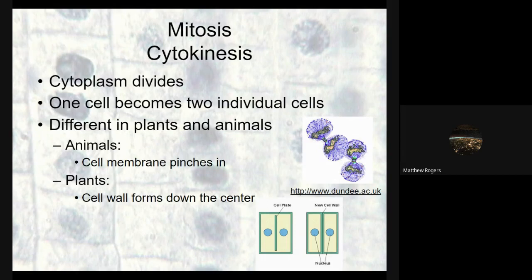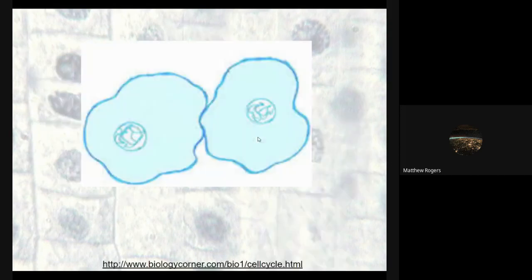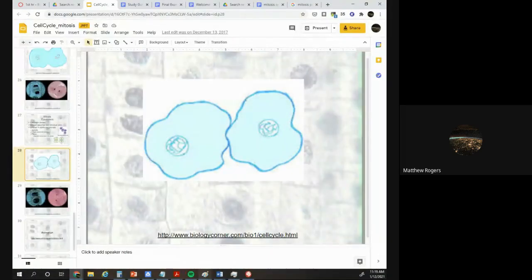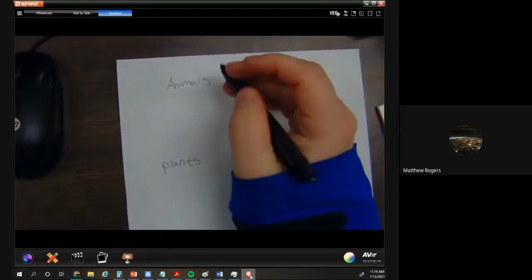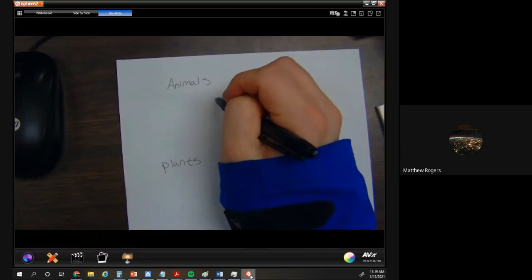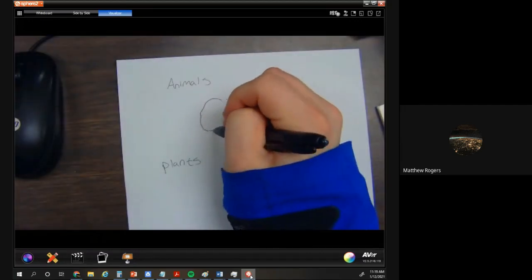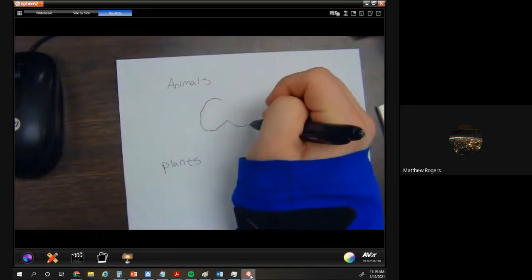And it's different between plants and animals. Animal cells pinch in, and plant cells form a wall in the middle. We're going to take some pictures of this and take a look. All right, so animal cells, the idea here is we're going to squeeze in between the two sides.